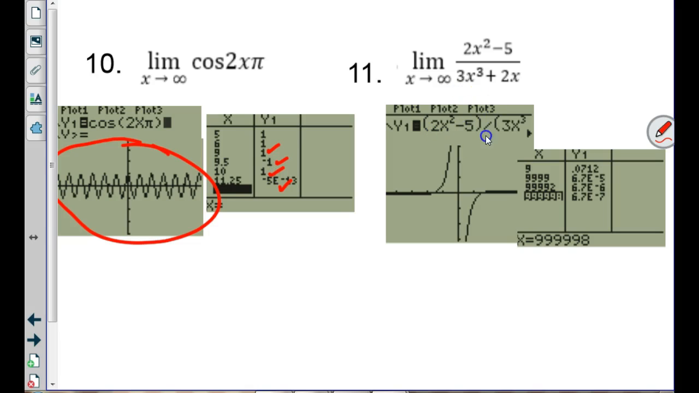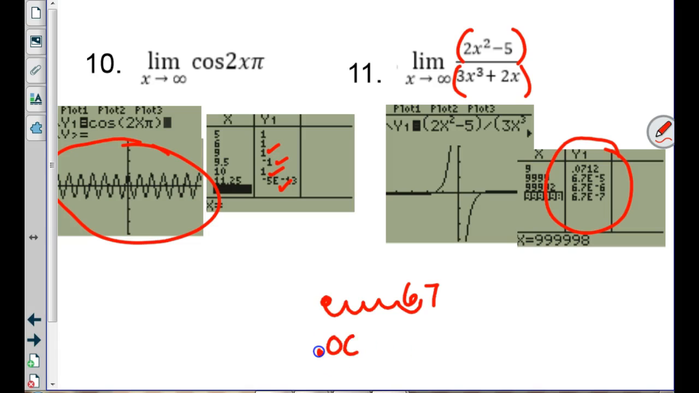This one I graphed with the top and the bottom. I put in 9, 999, 999. Can anybody tell what that's getting closer and closer to? Okay, it's 6.7, but it's 1, 2, 3, 4, 5 places over, and the next time it's 6 places over. So it doesn't matter that it's 6.7, it's just getting closer and closer to what? 0.